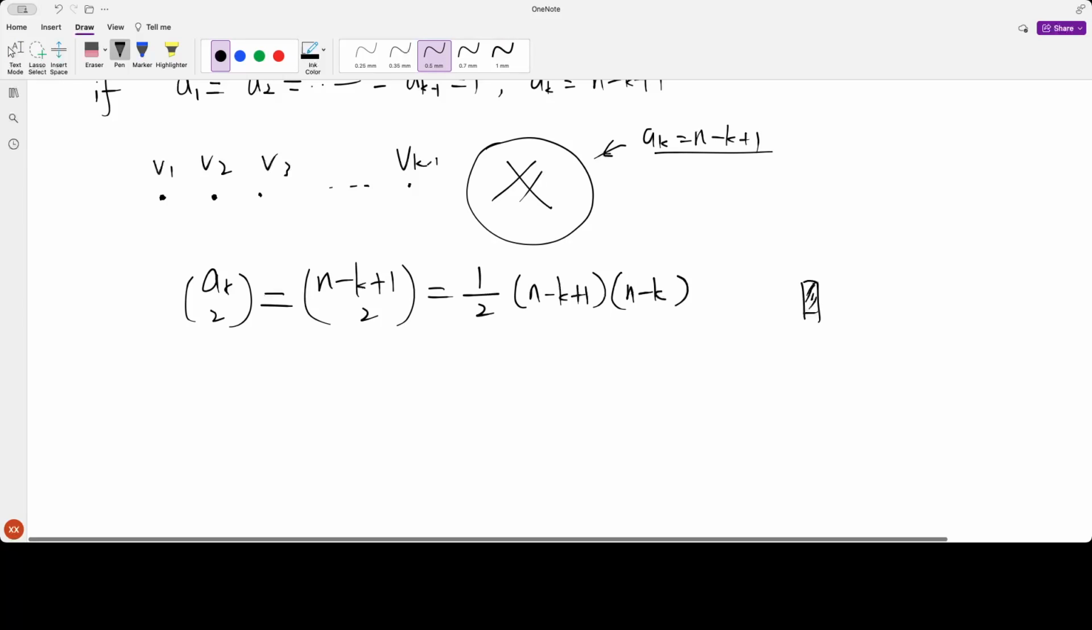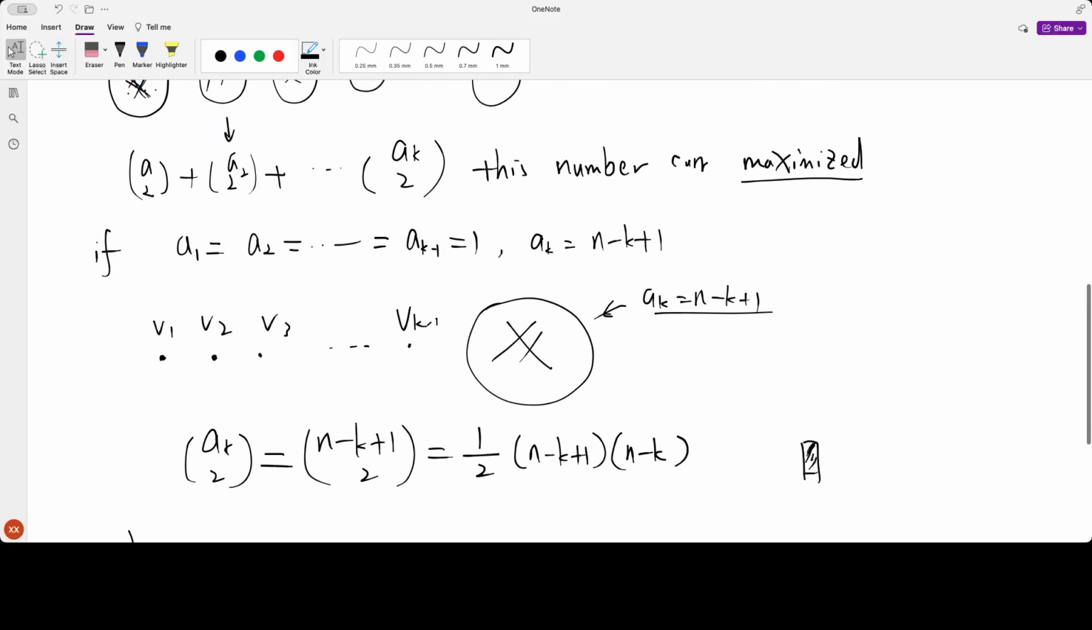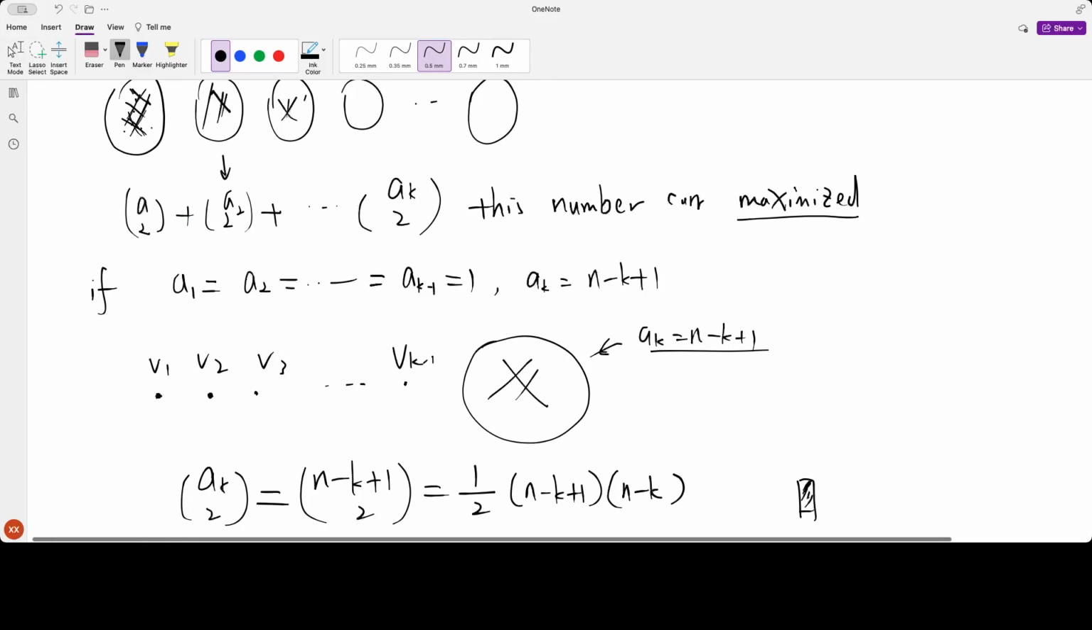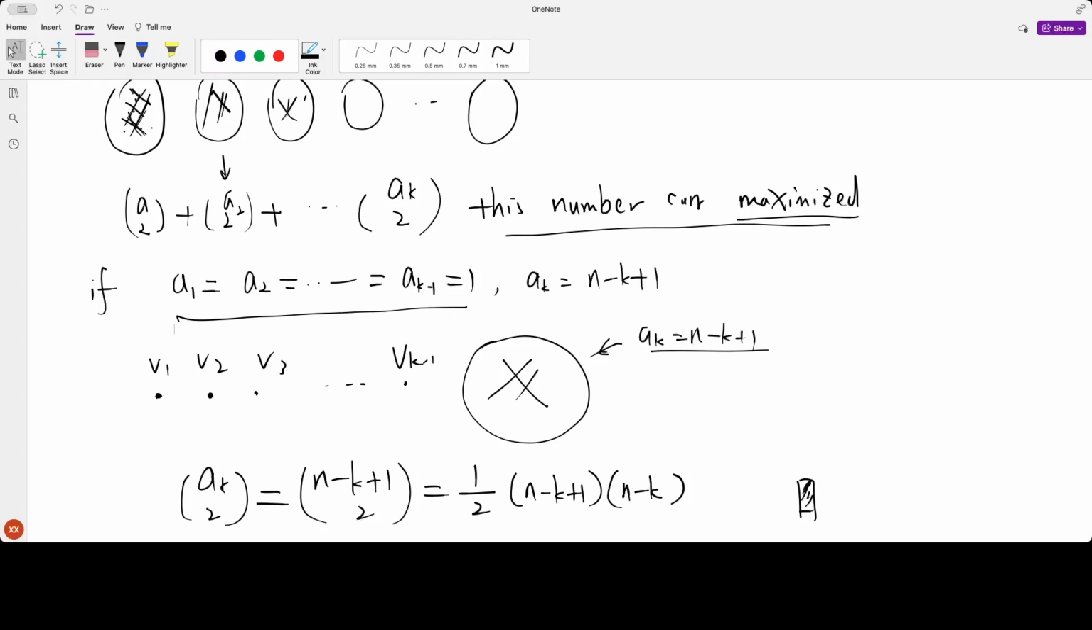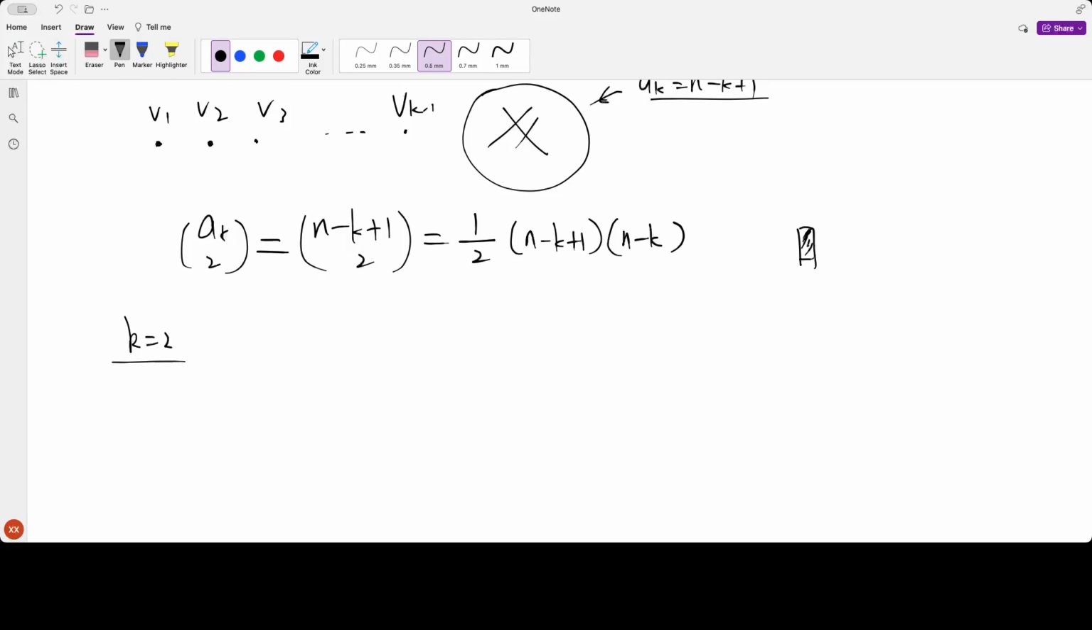I'll leave as an exercise for you to consider the special case of k equals 2. Basically you repeat this argument, but here, to actually prove that the number is maximized by this requires some computations. I will leave this for you as an exercise in the case k equals 2.